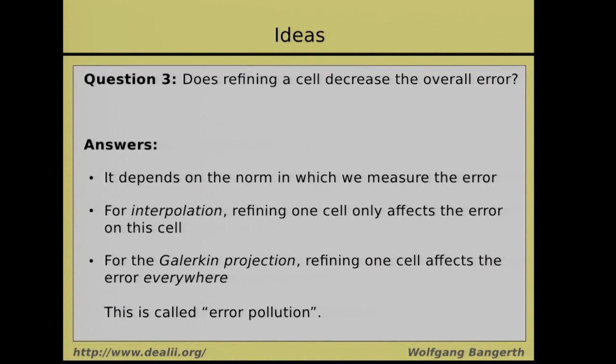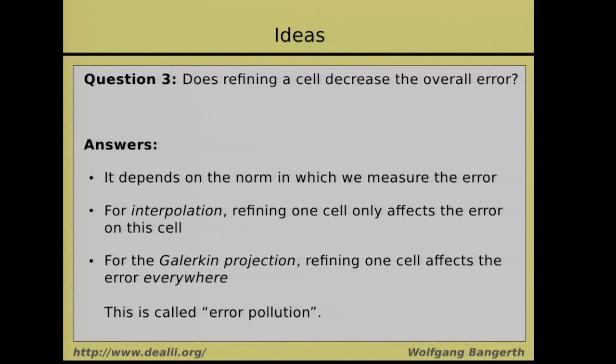And so the error on a cell depends only on whether I do or do not refine this cell. The error on one cell does not depend on whether I refine another cell. So interpolation is a local process. But the Galerkin process, the Galerkin projection, so let's say the finite element solution, is not a local process. If I refine another cell, it's going to affect the local error on the cell that I currently am on. So let's say if I refine a K prime somewhere, it's going to affect the error on K.